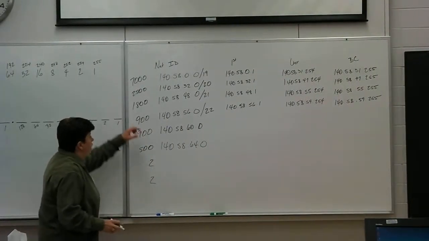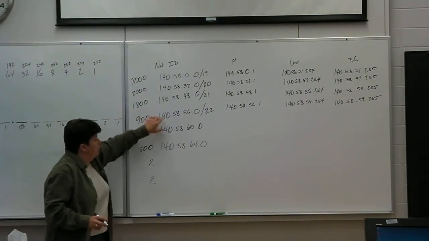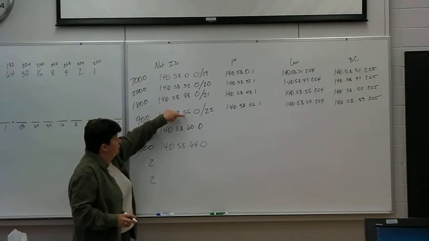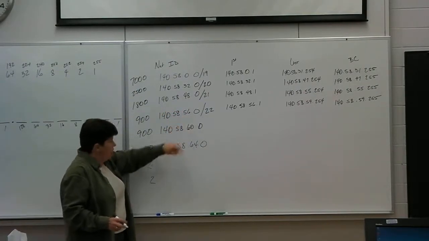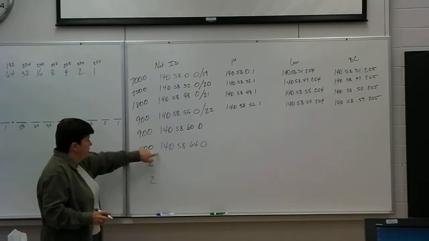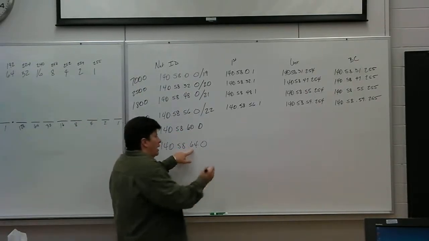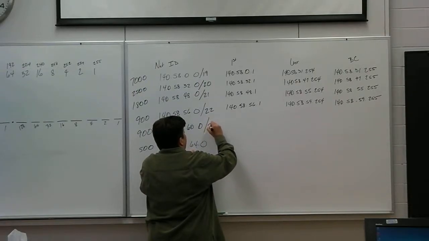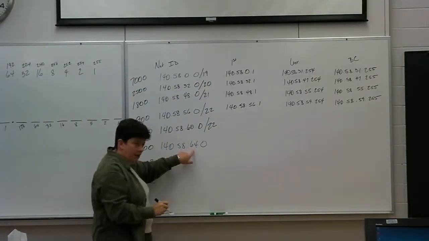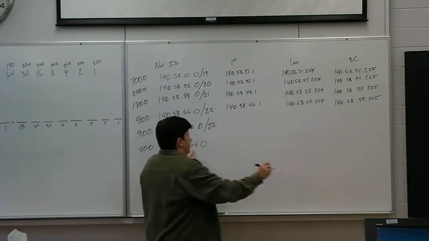140.58.64.0. If there were 900 from here to here when I added 4 to this, 56 plus 4 is 60, then there's going to be 900 from here to here, isn't there? 60 plus 4 is 64. I didn't move my line, so my subnet mask stays the same. And fill in the chart.